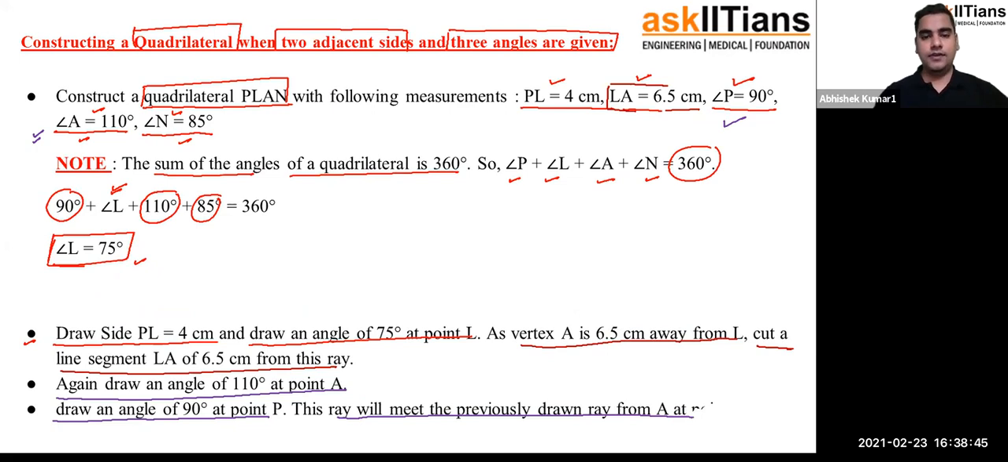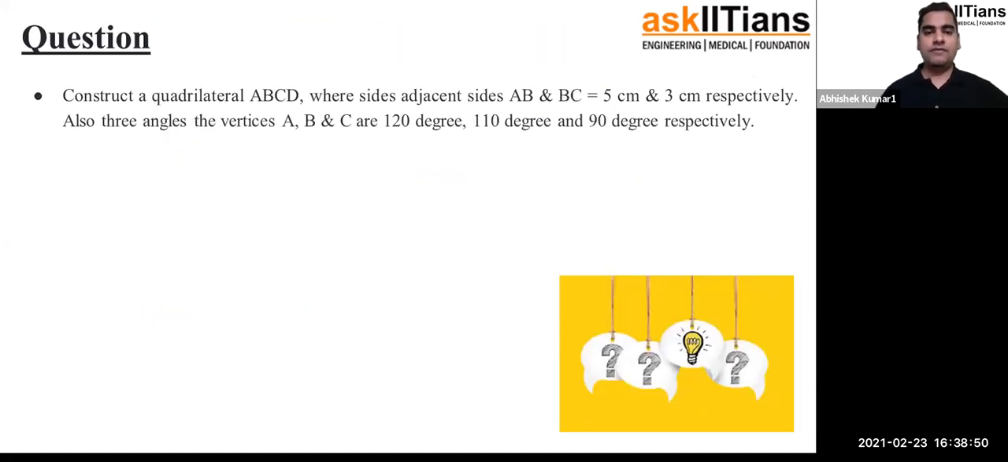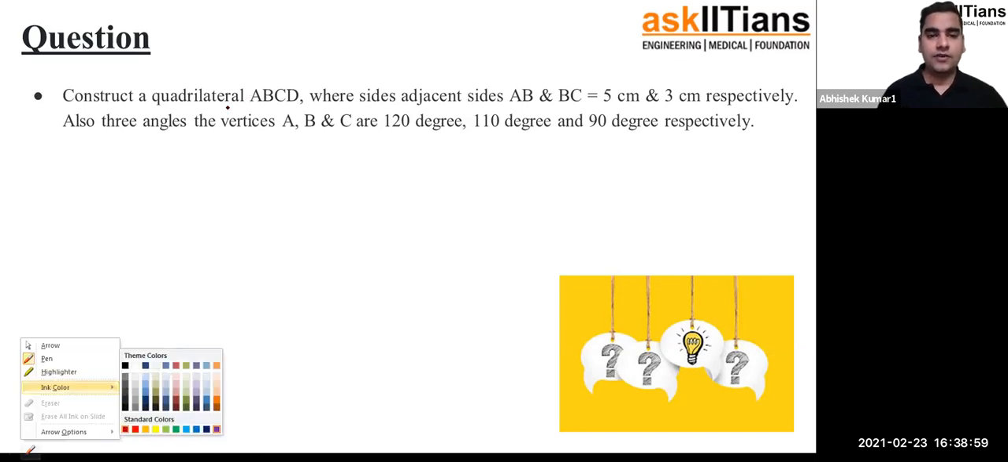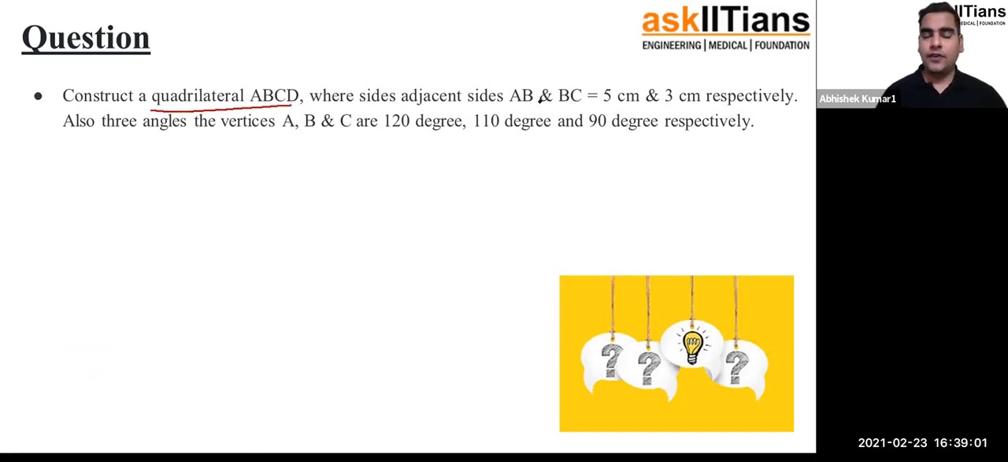Okay. So here we have one more problem that we have to try to draw. You have to construct a quadrilateral ABCD. You are provided AB and BC equal to 5 centimeter and 3 centimeter respectively. So basically AB is equal to 5 centimeter and BC is equal to 3 centimeter. Also three angles are: angle A is 120 degree, angle B is 110 degree, angle C is 90 degree.